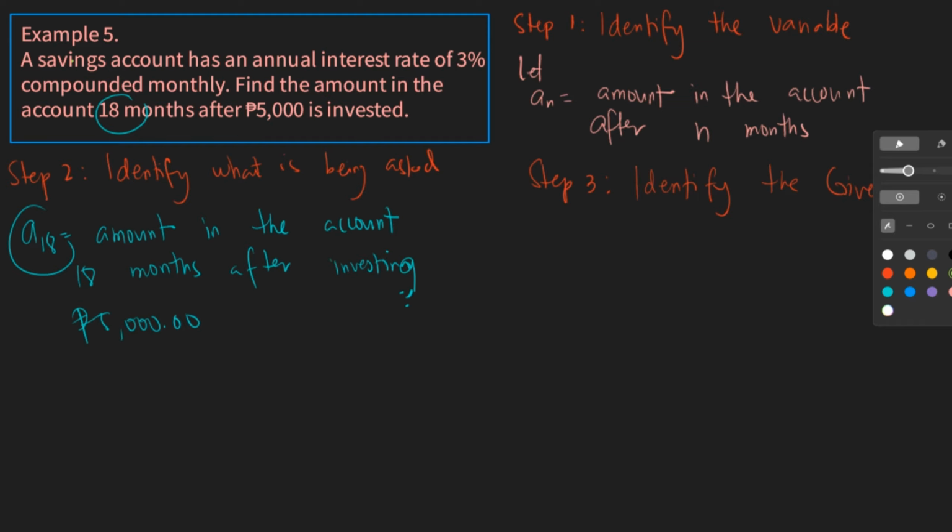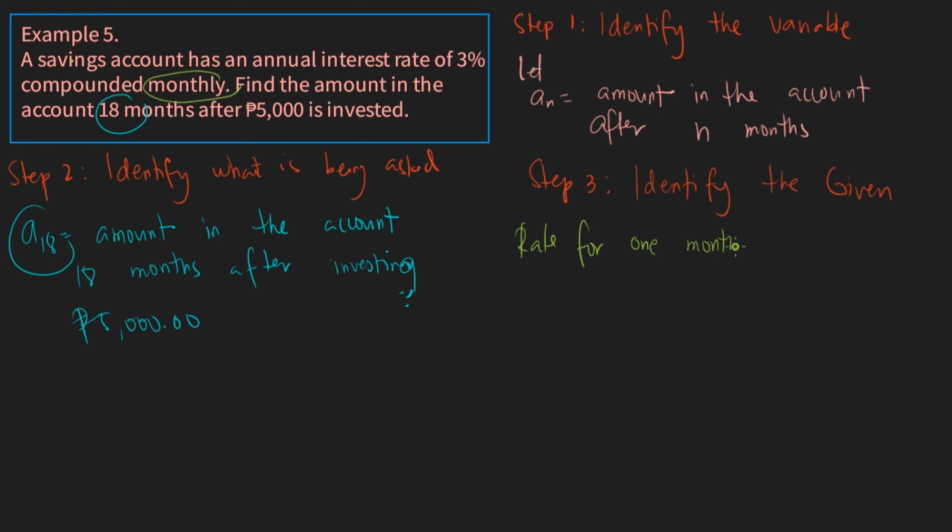So the rate for 1 month, we need to calculate first the rate per 1 month. Why 1 month? Because it says in the problem that it is compounded monthly. So what is that? We need to divide it by 12. Rate for 1 month: 0.03 divided by 12 is 0.0025.